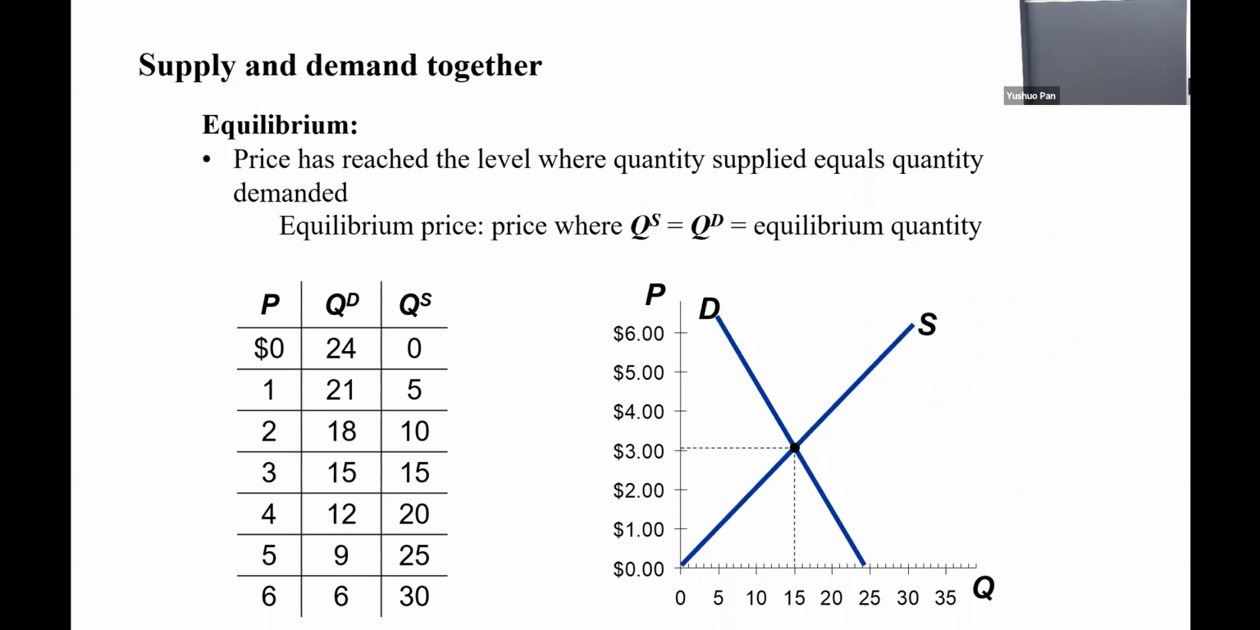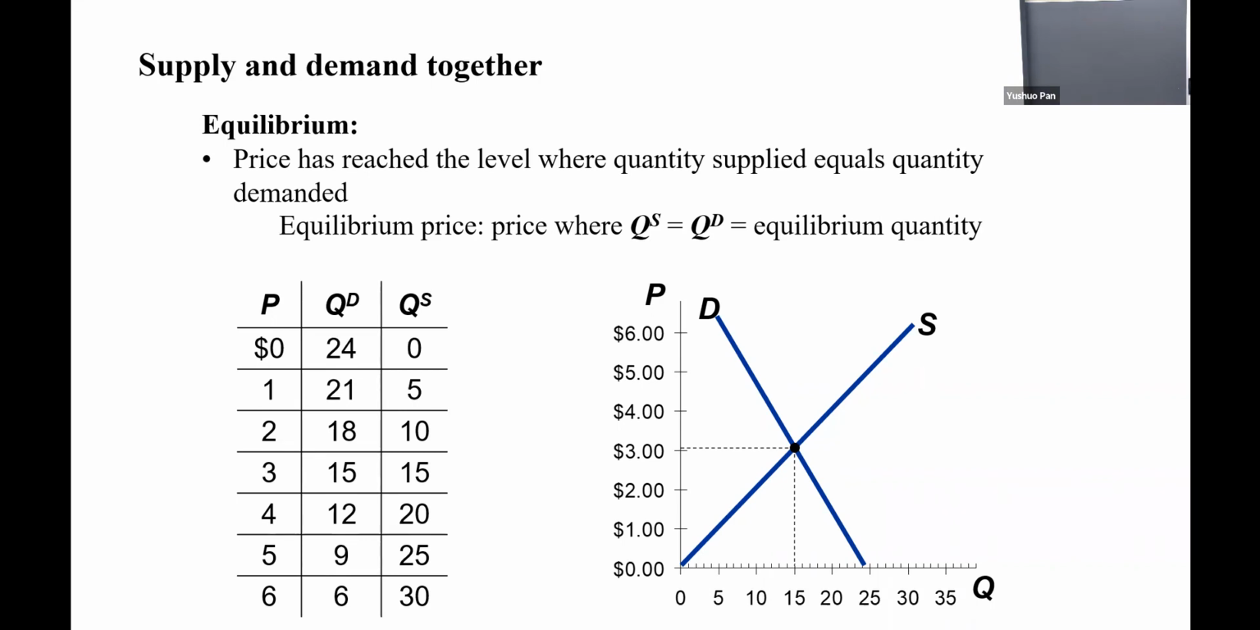Okay, then that's what we are going to jump into, what you answered a couple of minutes before. The equilibrium. The price has reached the level where quantity supplied equals quantity demanded. So at the equilibrium price, QS equals QD, which is the equilibrium quantity. So from this table, we can see that at different prices, the quantity demanded and quantity supplied are different.